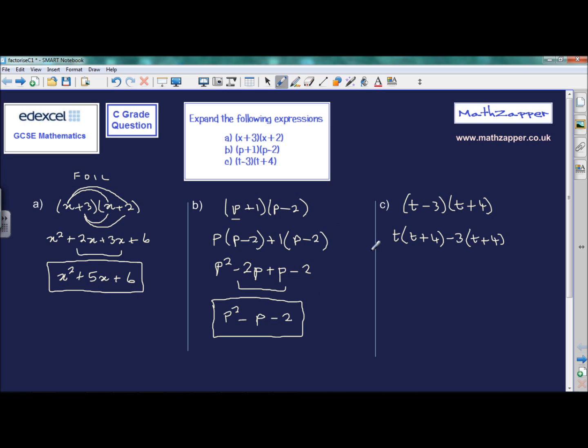Now, t multiplied by t gives us t squared. T multiplied by plus 4 gives us plus 4t. Minus 3 multiplied by t is minus 3t. Minus 3 multiplied by 4 is minus 12. And then again, just tidy up the middle part. So we have t squared, plus 4t minus 3t is plus t, and then minus 12.